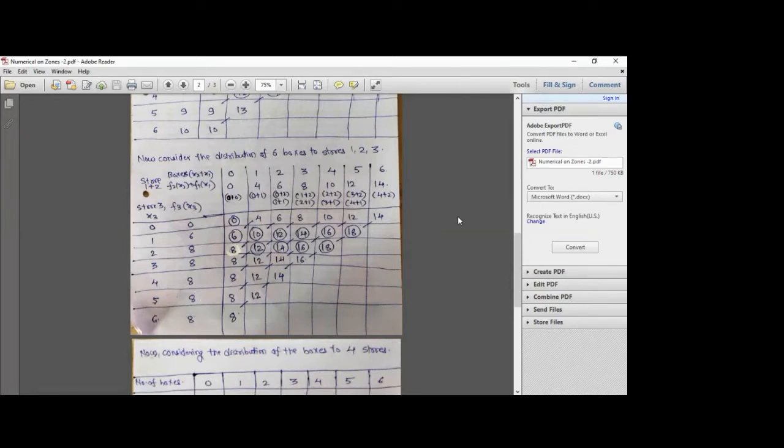For example, for 0 crates, the possible combination is 0 plus 0. For 1 crate, the combination will be 0 plus 1. For one of these the profit is 4, and for the other the profit is 6. Amongst these, 6 is on the higher side, and hence I have highlighted 6. So how did this 6 come? This is 4.